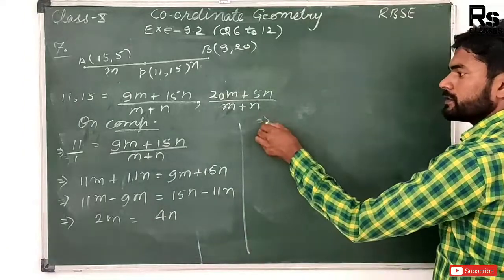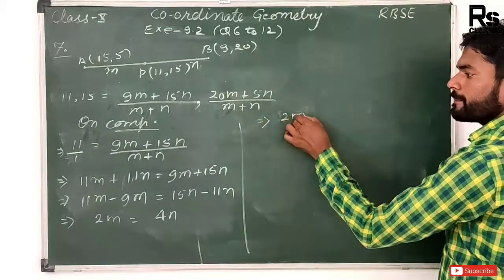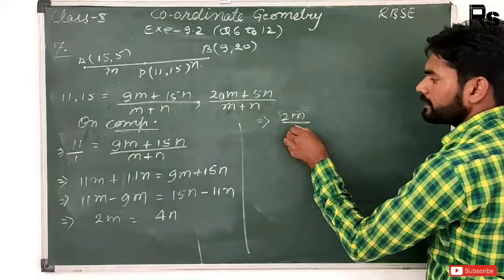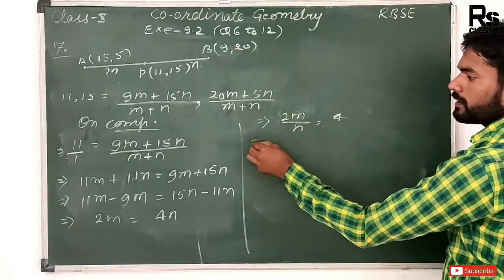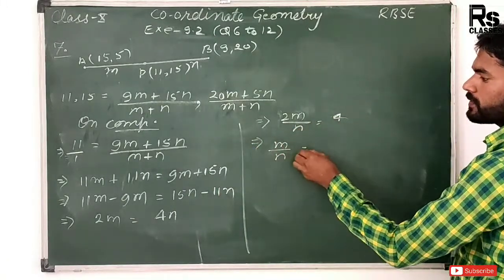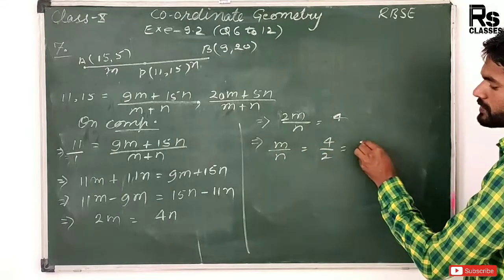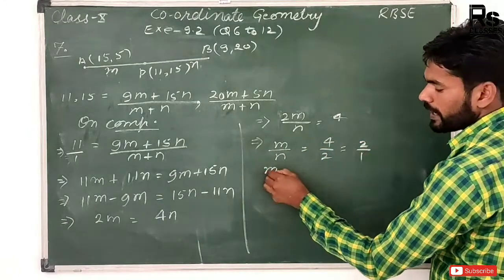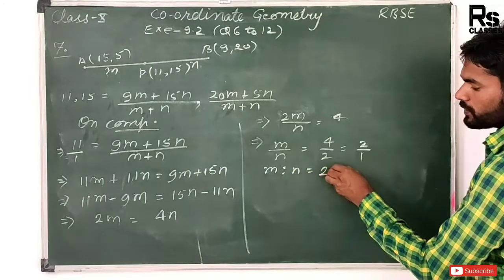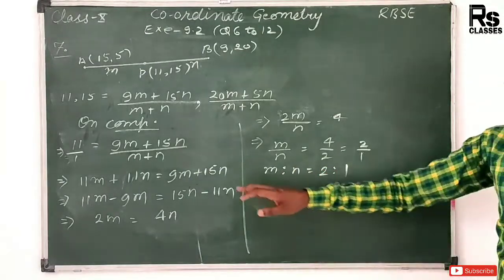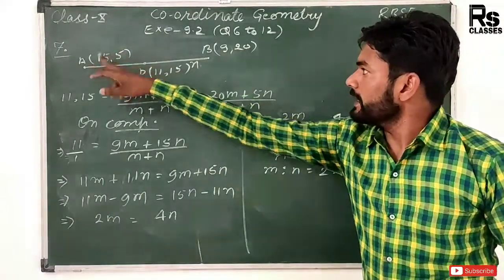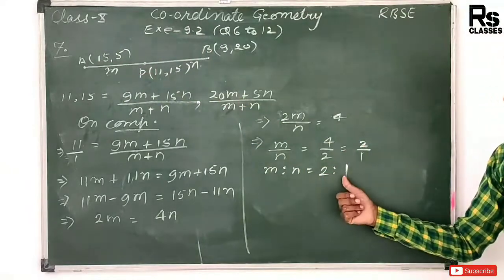For the ratio, 2m upon n is equal to 4. m upon n is equal to 4 upon 2, which is equal to 2 ratio 1. So m ratio n is equal to 2 ratio 1. So this point P is dividing AB in the ratio 2 ratio 1.